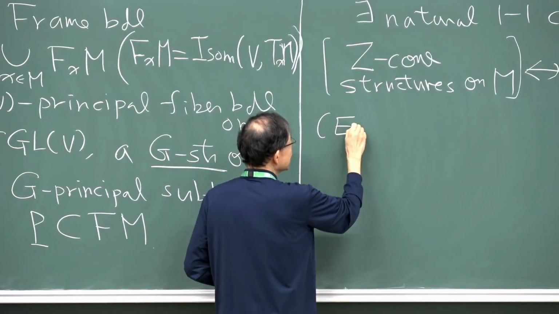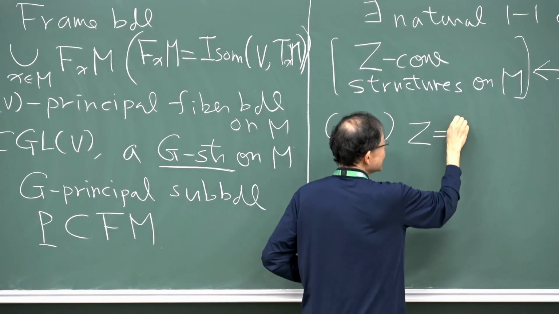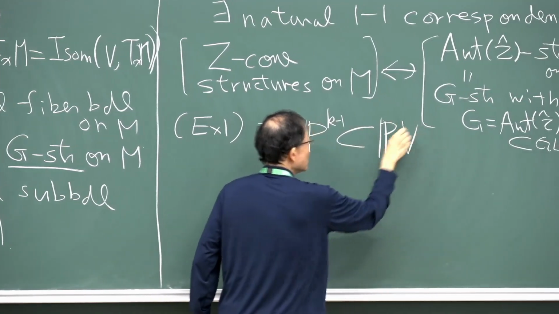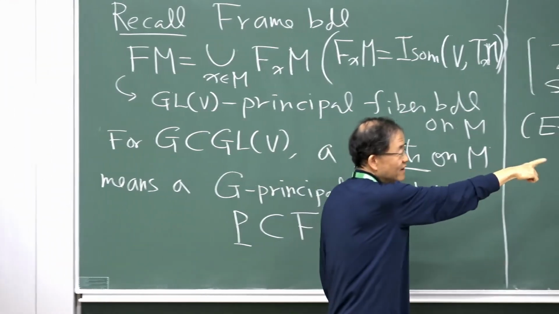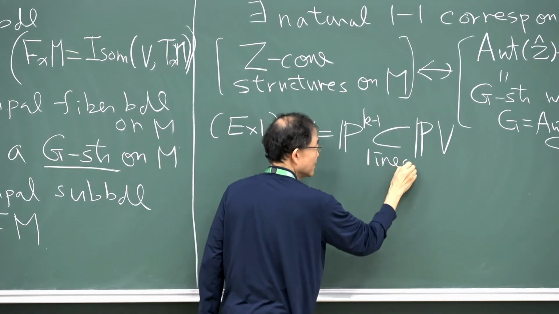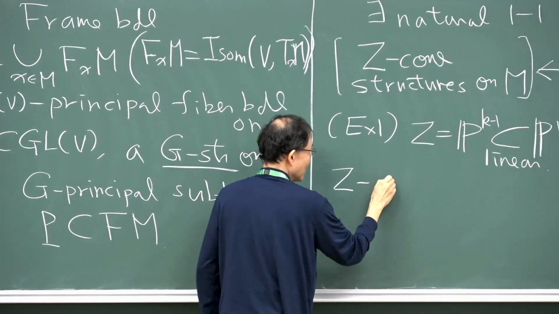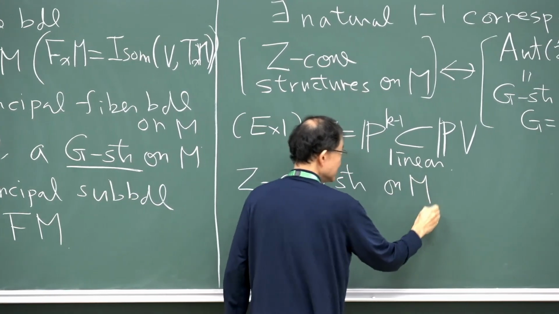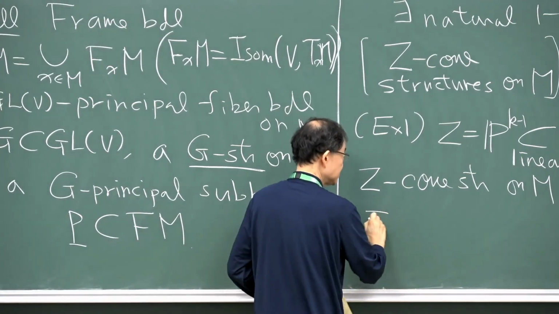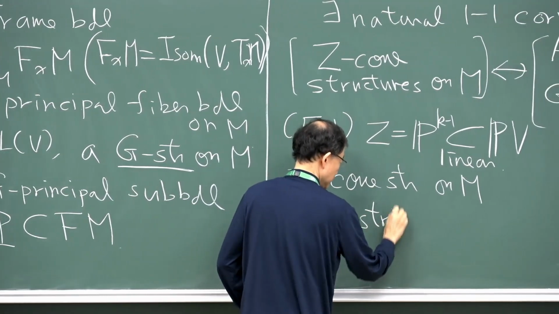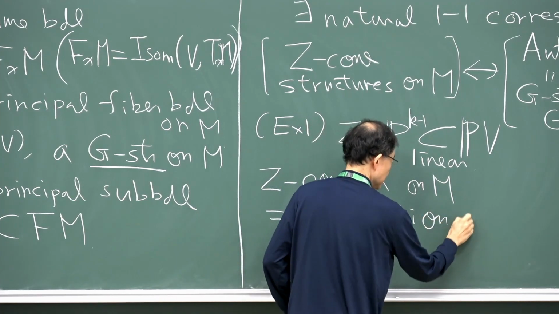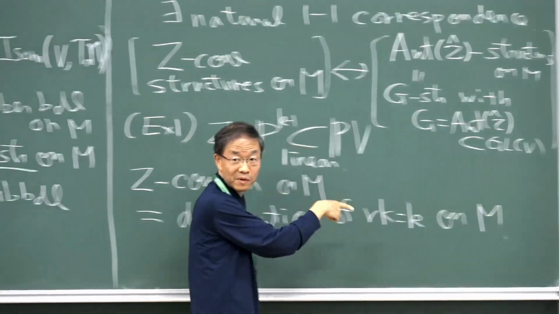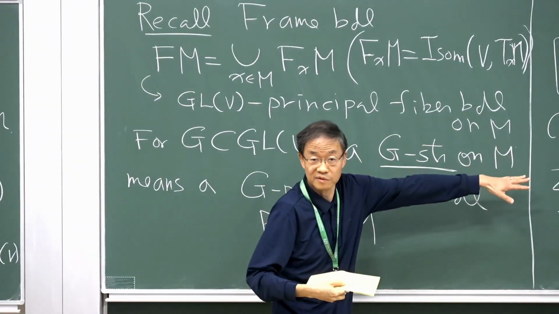So let's look at some examples, when Z is something familiar. When the projective variety is just a linear subvariety, then a Z-cone structure on M is just a distribution of some rank, just a subbundle of the tangent bundle, something very familiar.